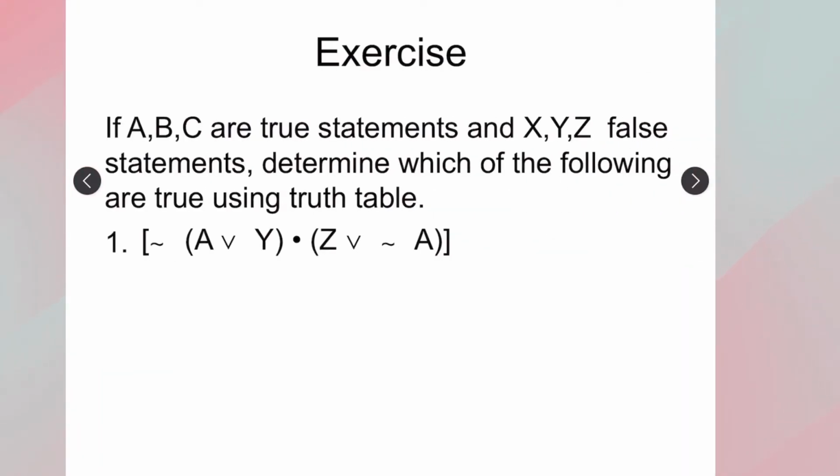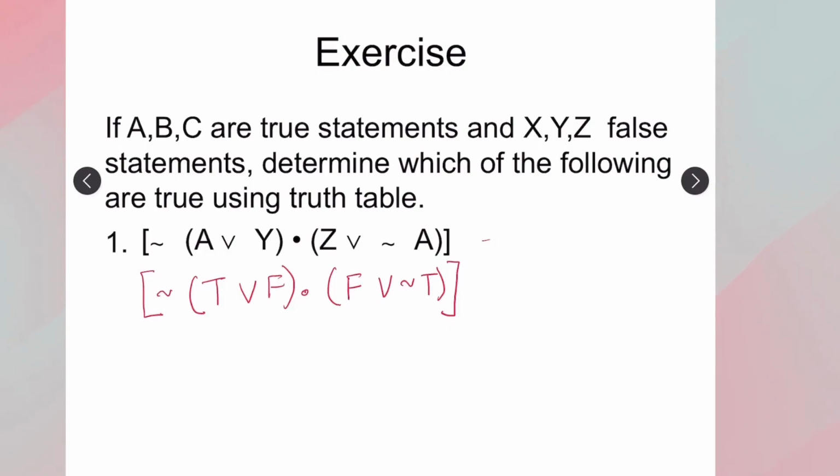Okay, now let's try to solve some exercises. In the question it is given, if A, B, C are true statements and X, Y, Z false statements, determine which of the following are true using a truth table. Now by using the table we have to find the value. So what we'll be doing is we'll simply assign the values. A's value is given as true, Y's value is false, and then we have dot, Z's value is false, and the negation of A's value is T. So it's already given in the question. We simply have to write it down.